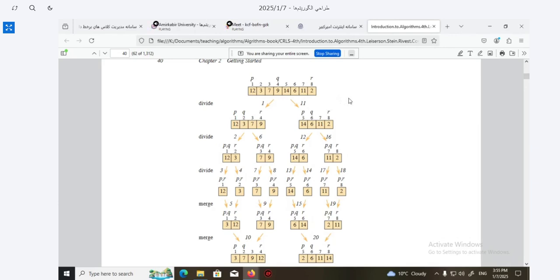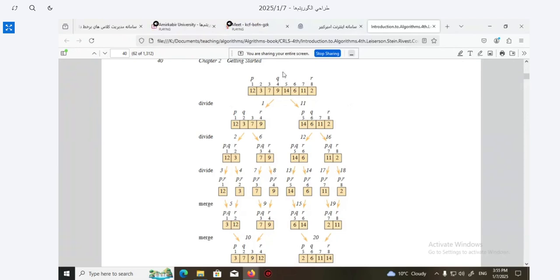And we are going to design an algorithm for sorting using the divide and conquer approach. Okay. The first step is dividing the problem into some smaller subproblems. Again, here we divide the problem into 2 equal size subproblems.